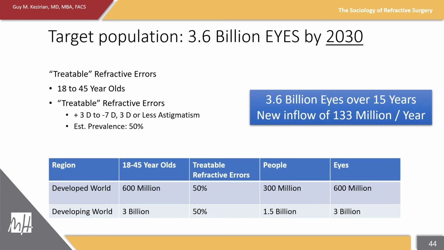And of course, the 133 million eyes only includes the new entrants. There's a tremendous amount of backlog of people that haven't been treated in that range as well. So really the number is much higher. If we were to treat the entire backlog out by the year 2030, we would be talking about 3.6 billion eyes being treated between now and then. I don't think we're going to get there, but let's look at what it might take to move toward that goal.